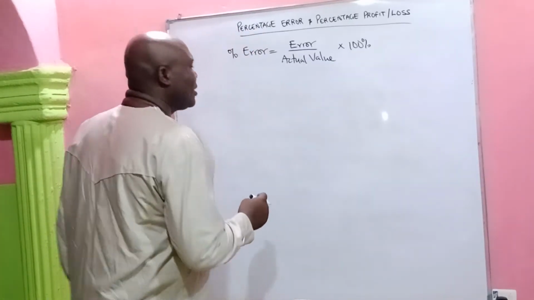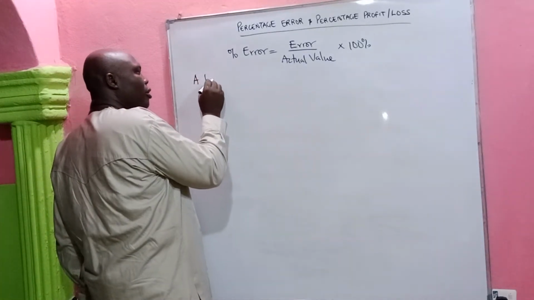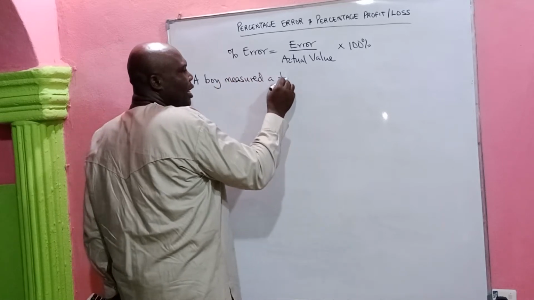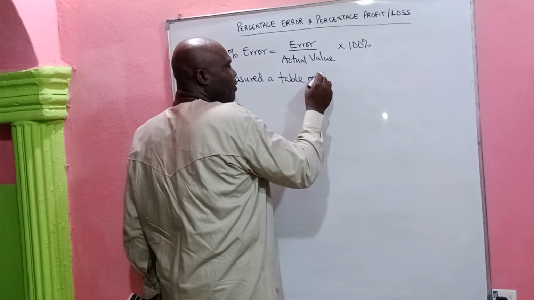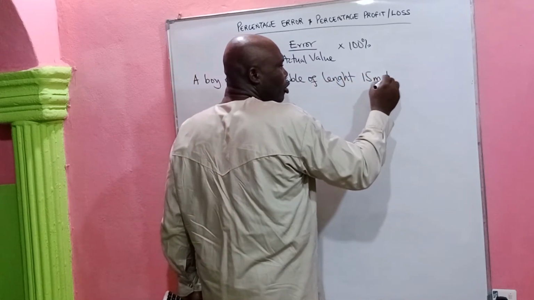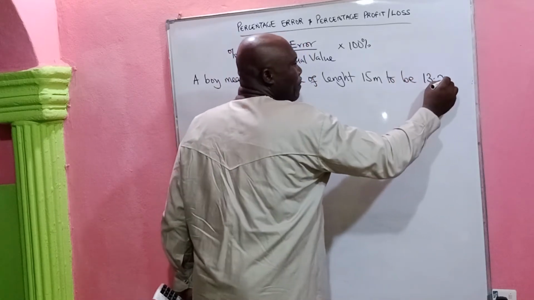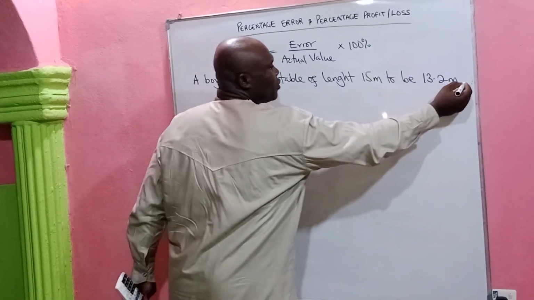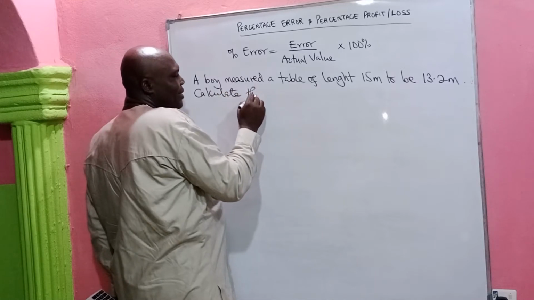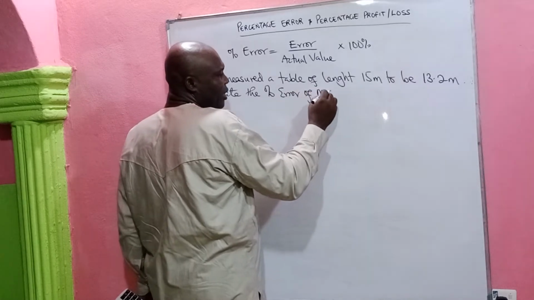Say for instance, a question might come this way. A boy measured a table of length 15 meters to be 13.2 meters. Calculate the percentage error of measurement.